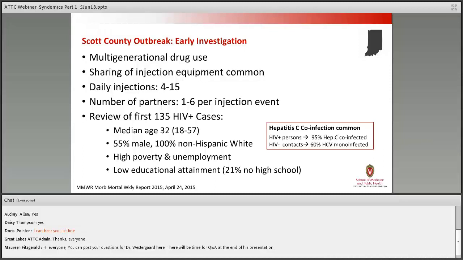For hepatitis C, it's notable because we're talking about how these things travel together, but it's not as well publicized that this was an epidemic of hepatitis C as well as HIV. Among the people who were detected as having HIV infection, 95% of them had hepatitis C. And of the contact tracing that they did, meaning when public health officials investigated cases and asked, who have you potentially been exposed to, and did testing there, of the HIV negative contacts, 60% were hepatitis C mono-infected, meaning the number of people infected with hepatitis C was much larger than the number infected with HIV.